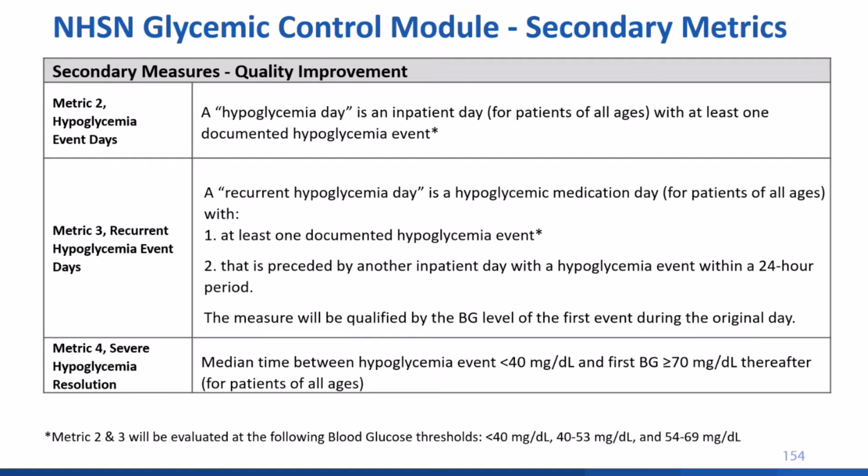Please note that metric 2 and 3 will be evaluated at the following blood glucose thresholds: less than 40, 40 to 53, and 54 to 69 milligrams per deciliter, corresponding with severe, moderate, and mild hypoglycemia events, respectively. Metric 4 calculates severe hypoglycemia resolution time, or the median time between a hypoglycemia event and the first blood glucose of normal range, or above or equal to 70, thereafter for all patients.